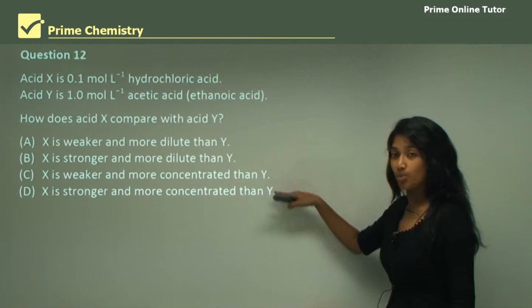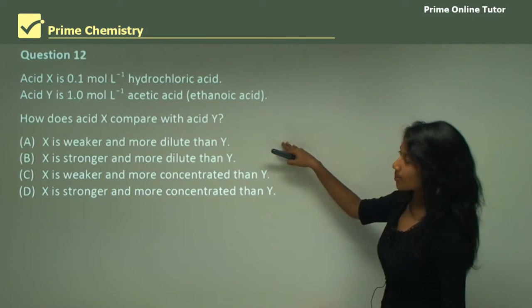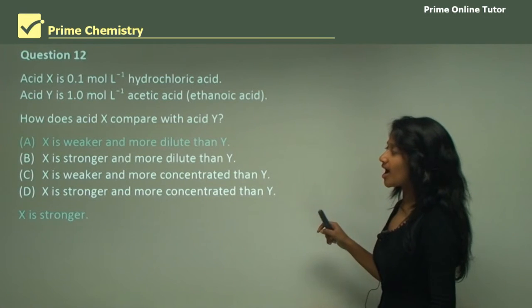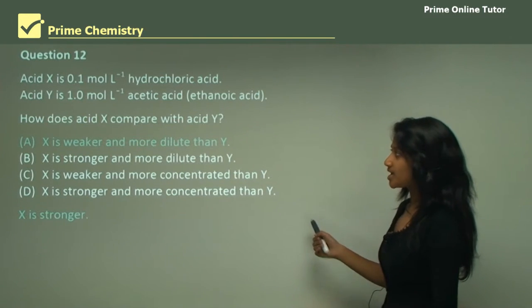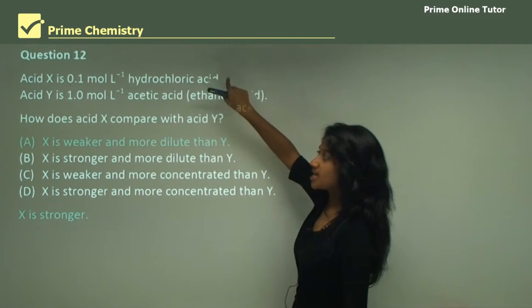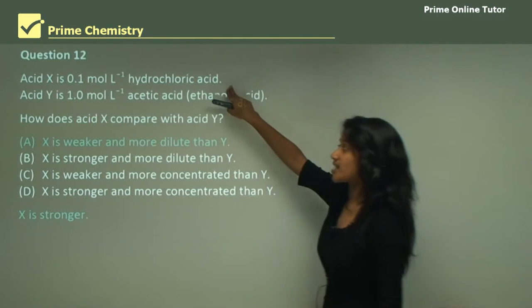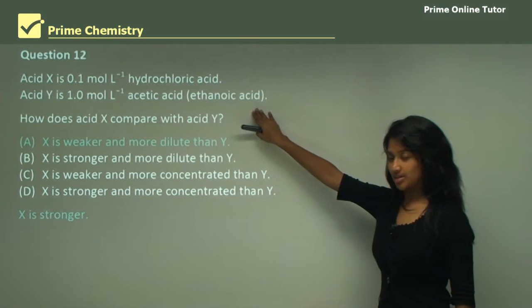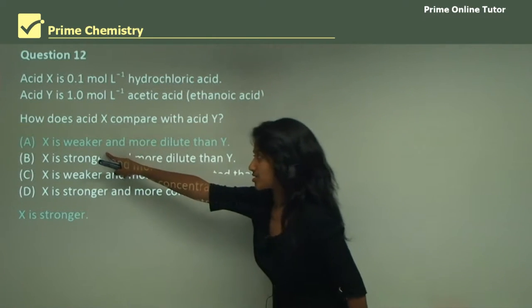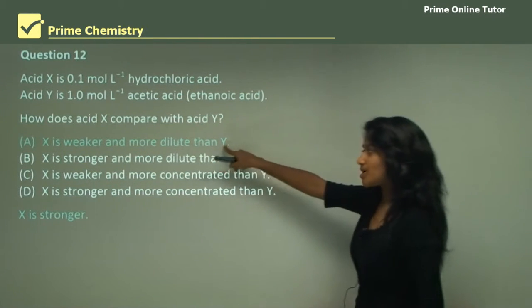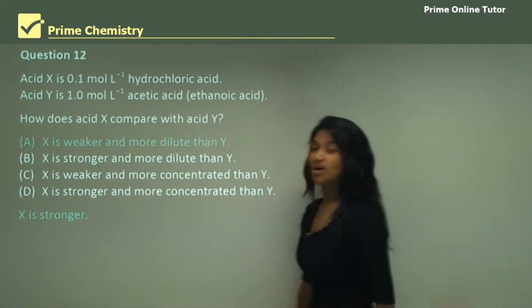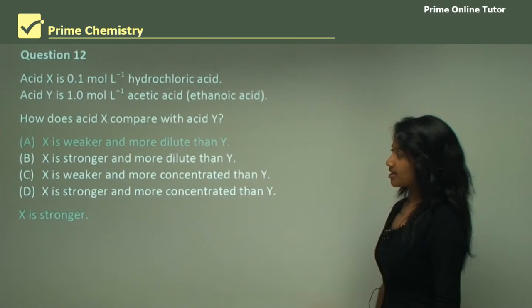We again have four options here. Consider each option one by one. Option A, X is weaker and more dilute than Y. Now, is X weaker? It's not a weak acid because HCl is a strong acid while acetic acid is a weak acid. So that is incorrect. However, it is more dilute than Y. But because X is a stronger acid, option A is incorrect.